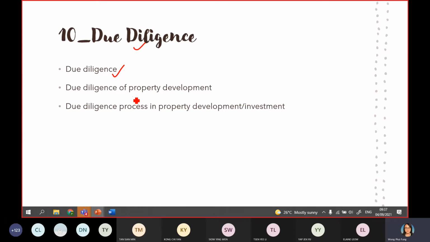Okay, and then we also talk about due diligence of property development. So basically, in this subchapter, we talk about why we need to conduct the due diligence in property development. And last but not least, I introduced to you the simple process. How can we conduct the due diligence process in property development? So that sums up what we have learned from day 1 until today.